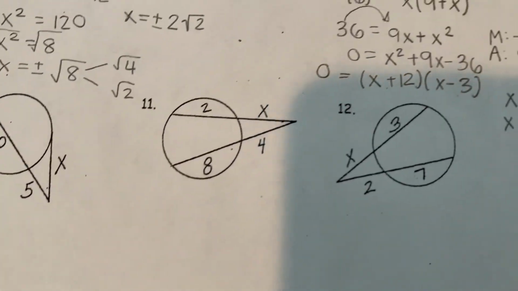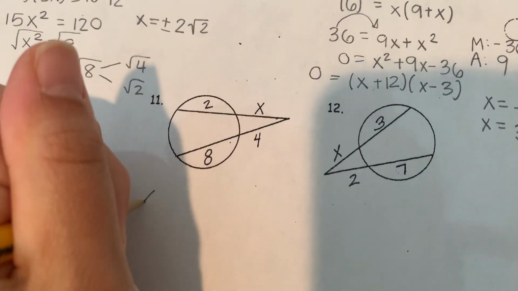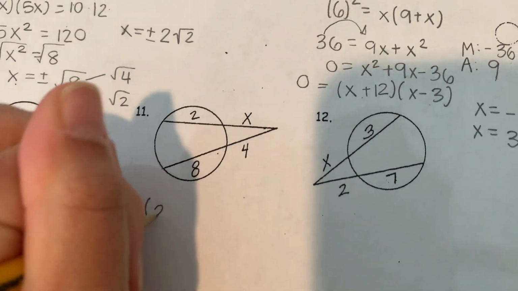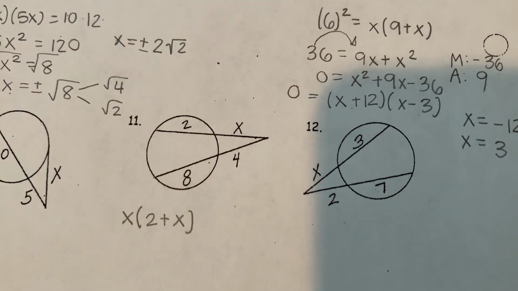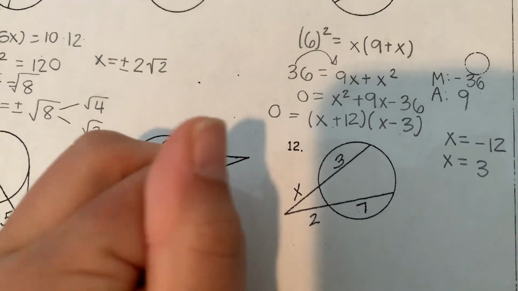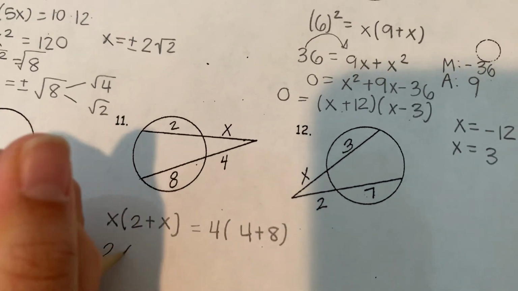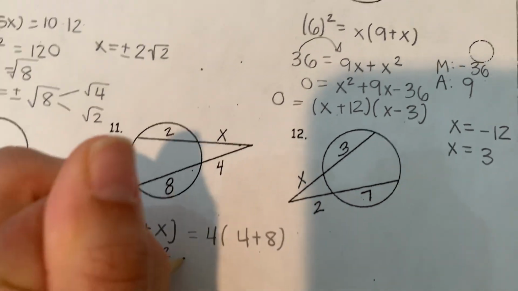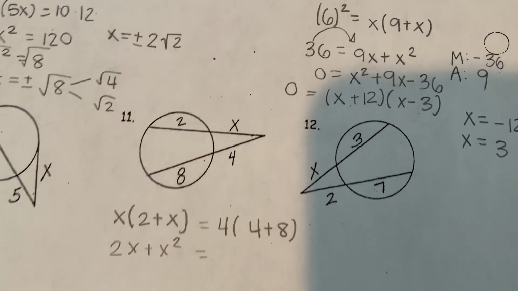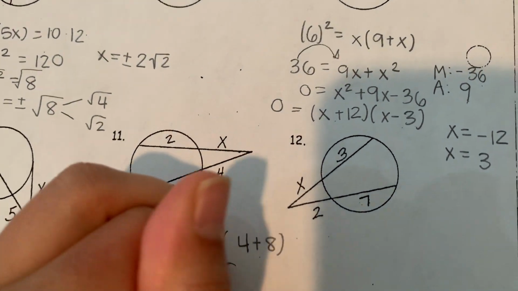Same idea, but now we have two secants that are intersecting, and so I'm just going to follow the rule that the outside is equal to the sum of the entire secants. So the outside is equal to the sum of the entire secant. I'm just going to come in and simplify. I'm going to have to distribute in these problems. 4 plus 8 is 12. 4 times 12 is 48.